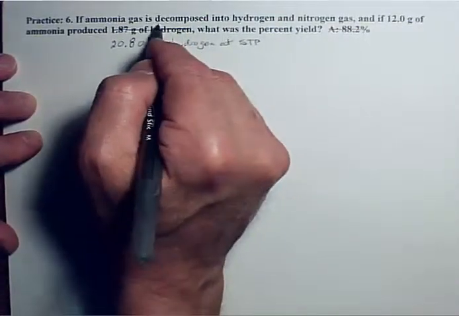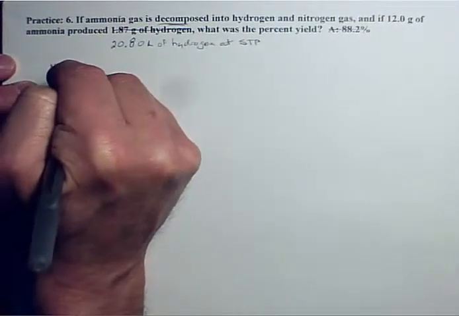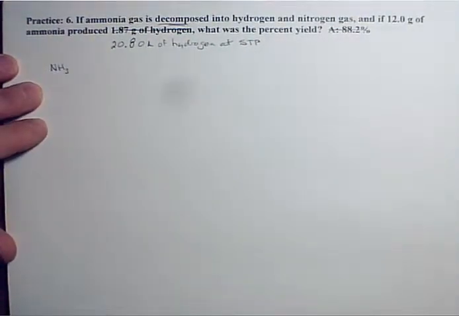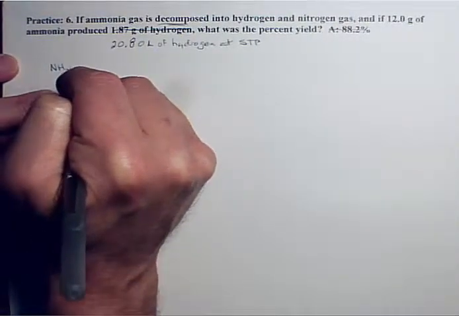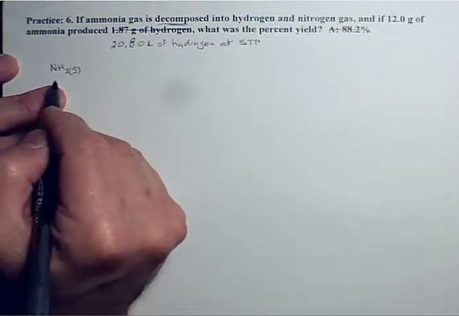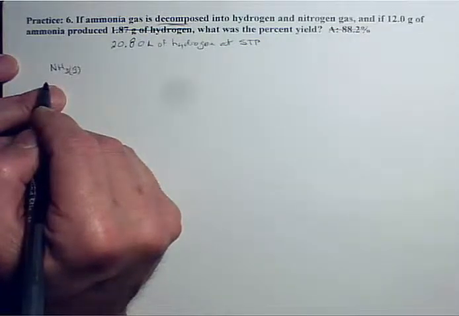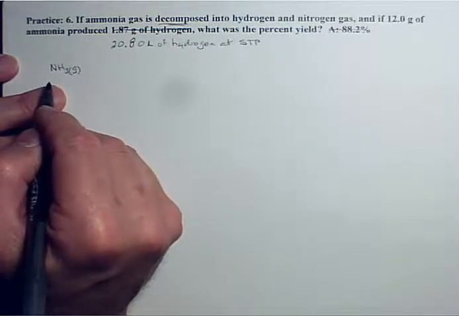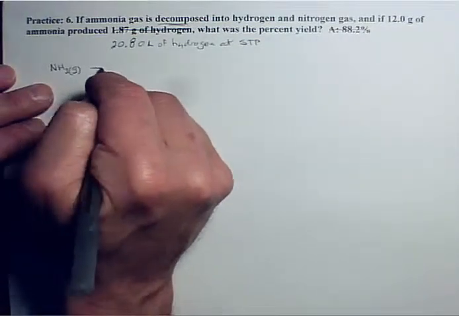So this is a decomposition problem. We've got ammonia gas, that's NH3. Ammonia is NH3. Ammonium is NH4 with a plus sign. And we're going to decompose it. So there's no other reactant here. There will not be a limiting reactant here. Well, there could be a limiting reactant on the test. In this case, there isn't, because with decomposition it doesn't make sense to have a limiting reactant. There's only one reactant.